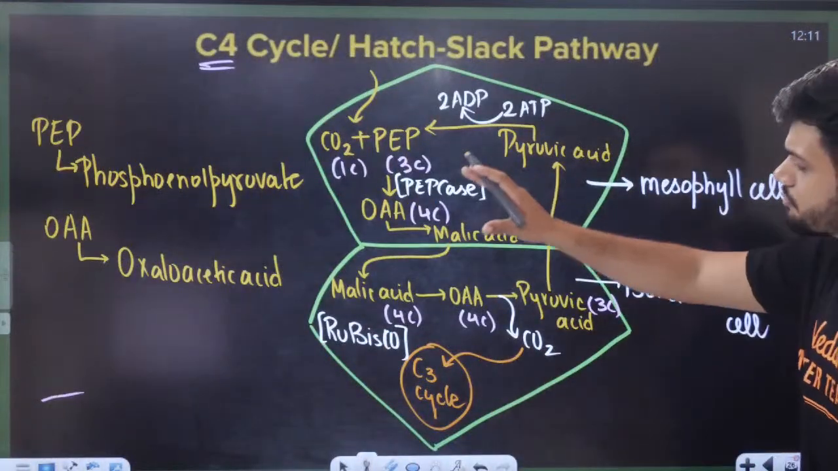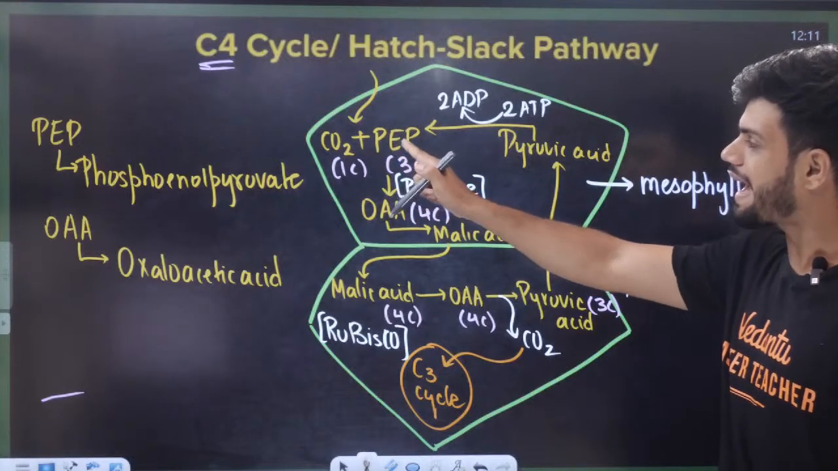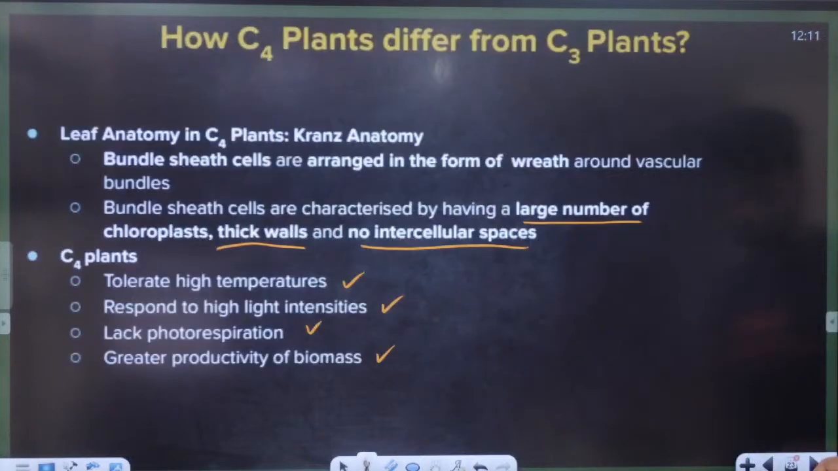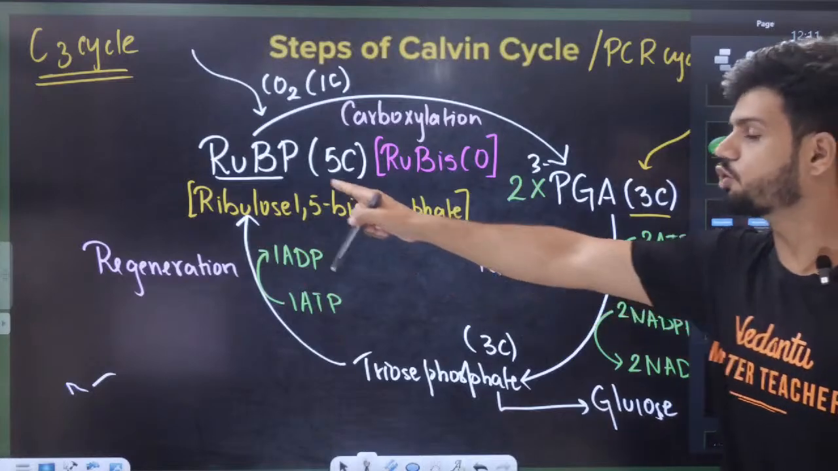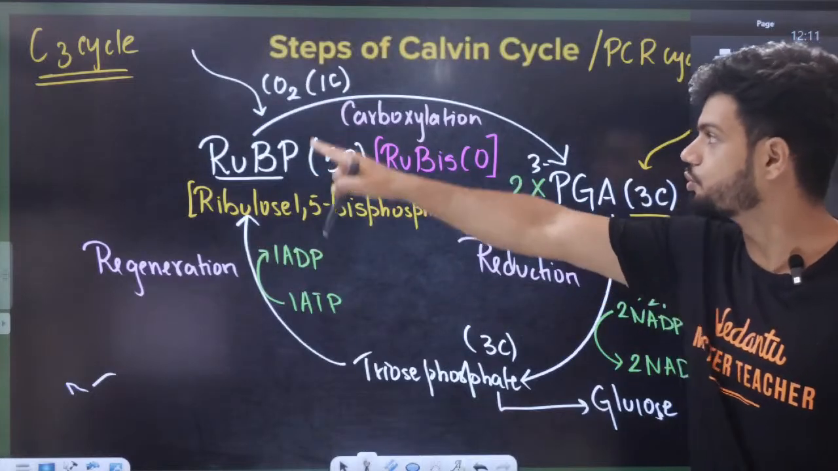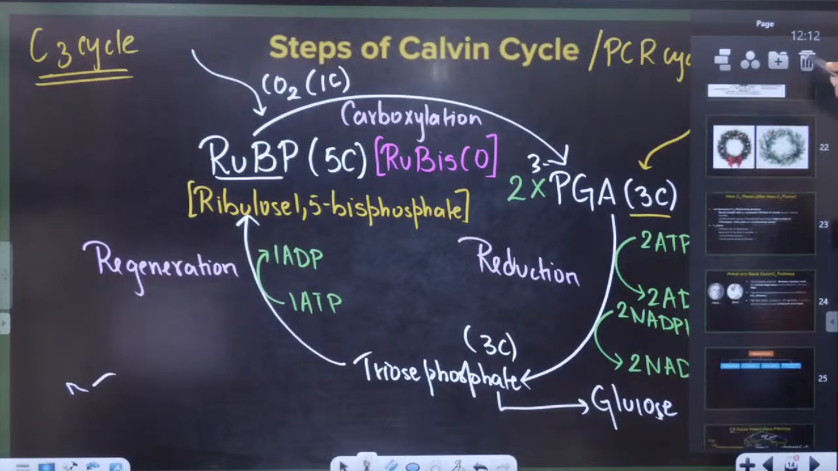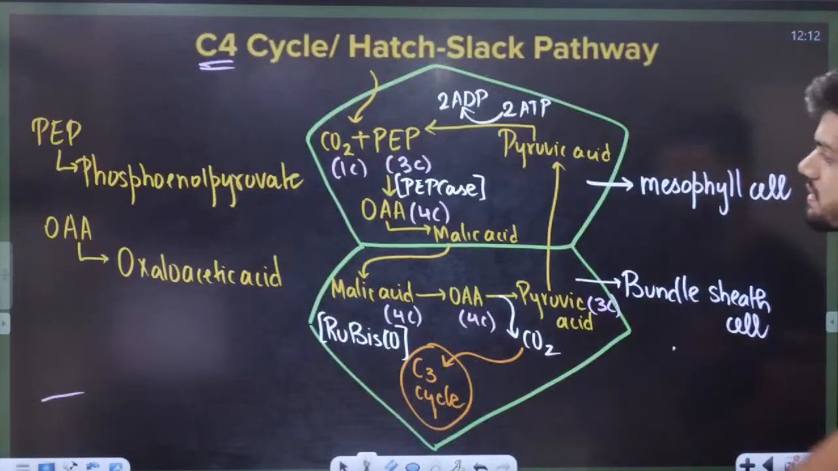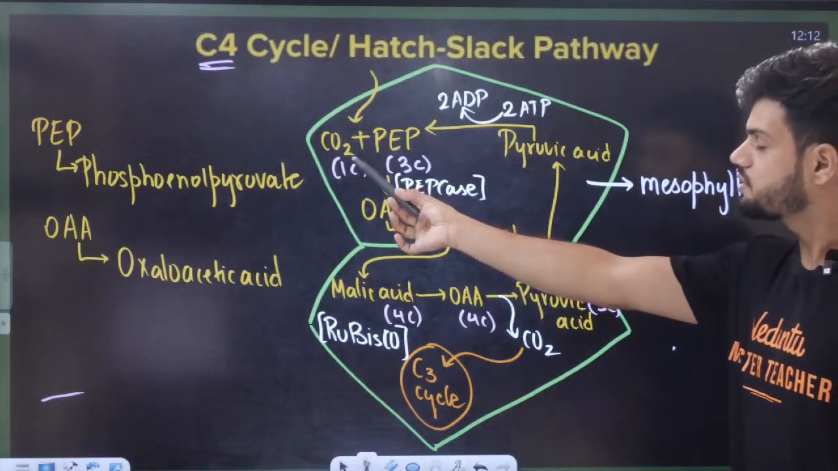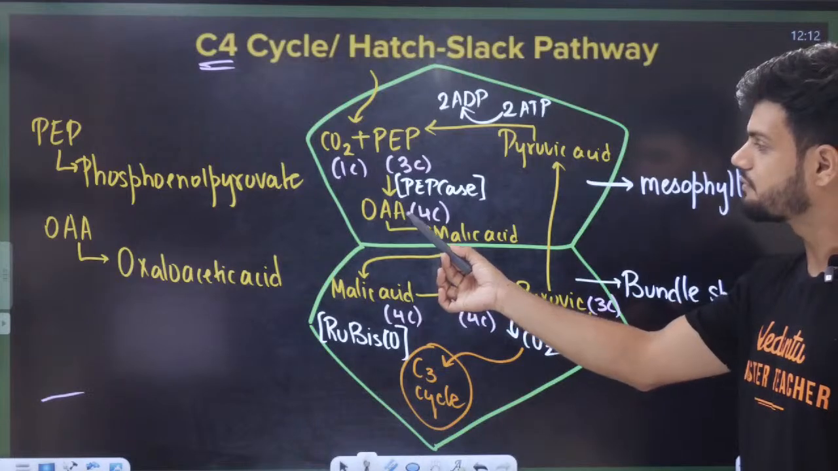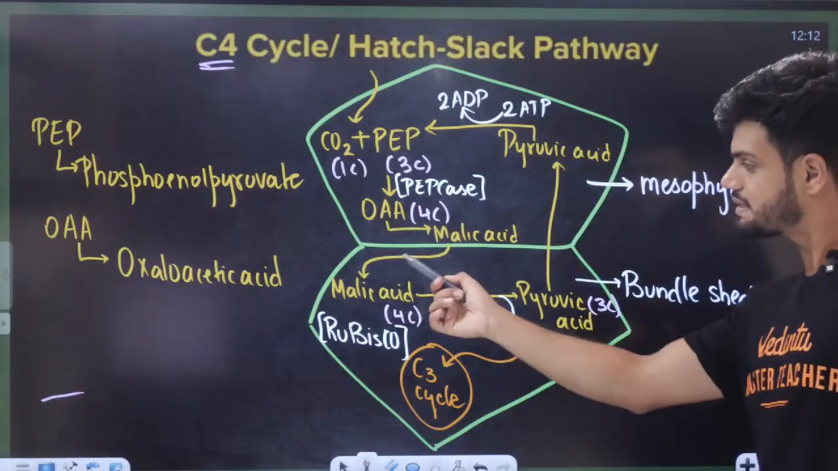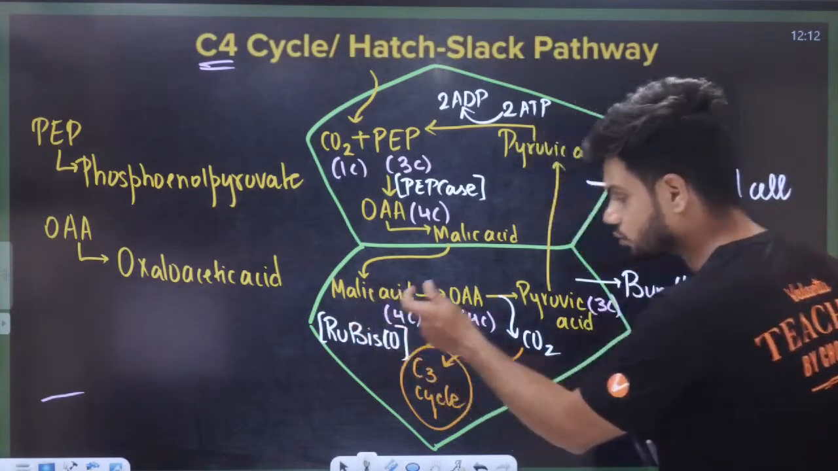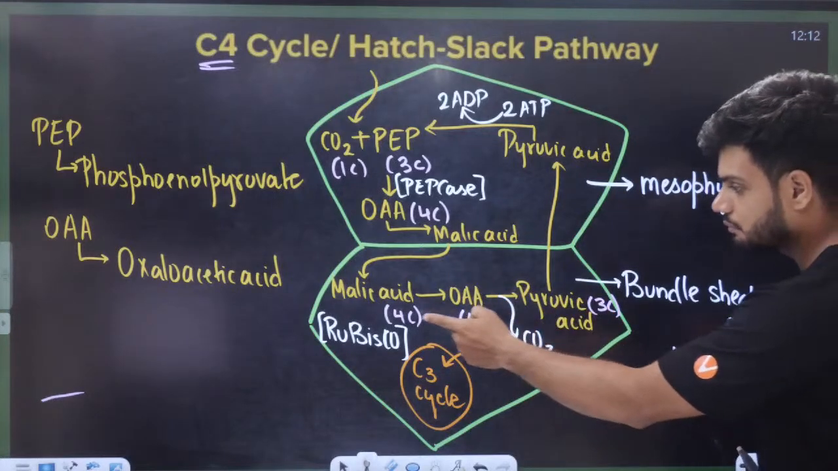I'll repeat again. First we have CO2. The primary acceptor of CO2 here is PEP. In the case of the C3 cycle, it was RuBP, the primary acceptor of CO2. But in the case of the C4 cycle, the primary acceptor is PEP, 3 carbon. CO2 plus PEP will give you oxaloacetic acid, which is 4 carbon. The enzyme involved is PEPcase. This gets converted to malic acid. Malic acid is sent to your bundle sheath. Malic acid gets converted to pyruvic acid: 4 carbon, 3 carbon, 1 carbon is released there.